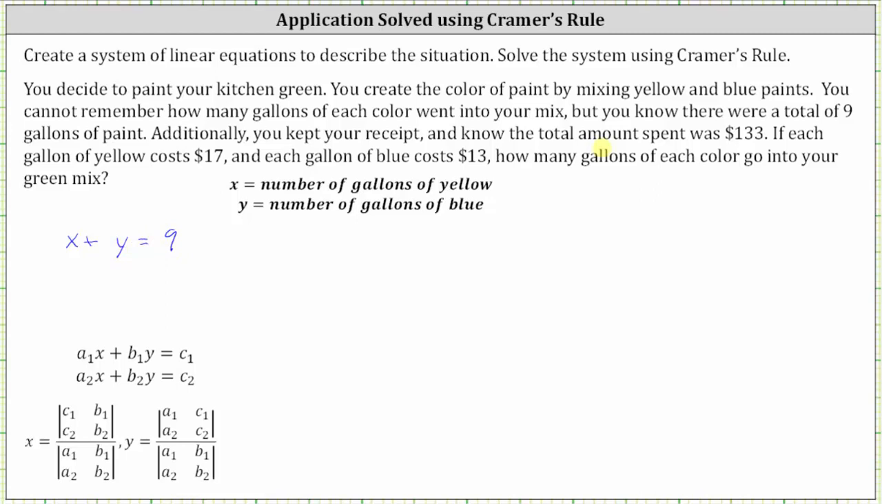Next, because you spent a total of $133 and each gallon of yellow cost $17 and each gallon of blue cost $13, the amount spent on yellow paint must be 17 times x, or 17x, plus the amount spent on blue paint must be $13 times y, or 13y, and this sum must equal the total of $133. And now we'll solve this system of equations using Cramer's rule.